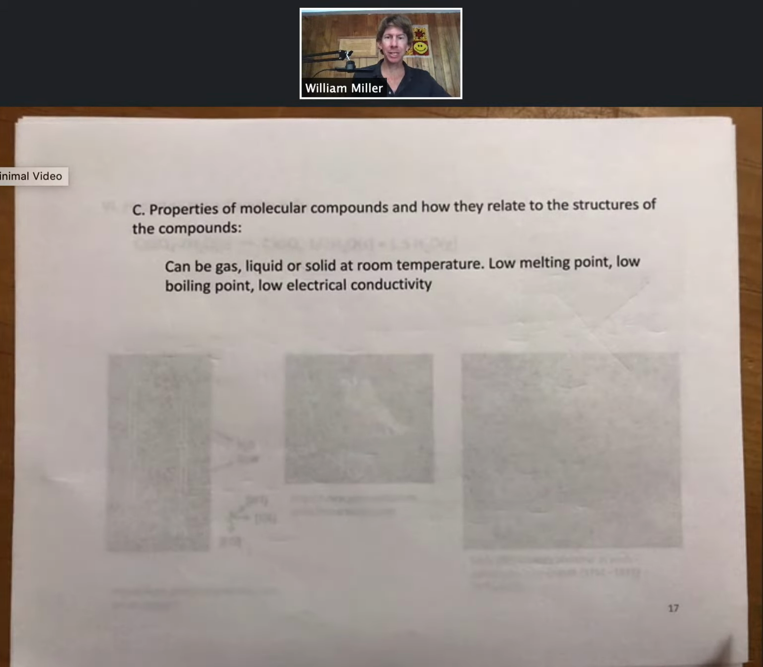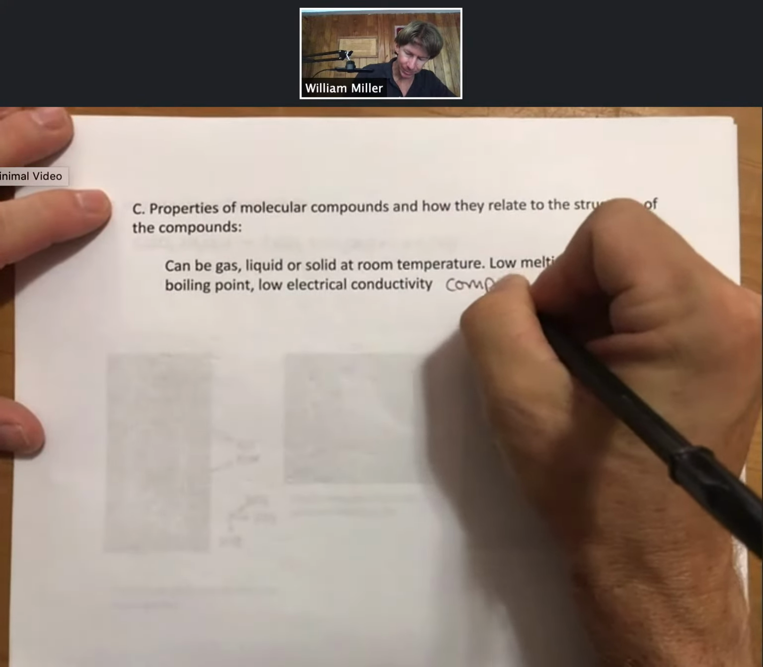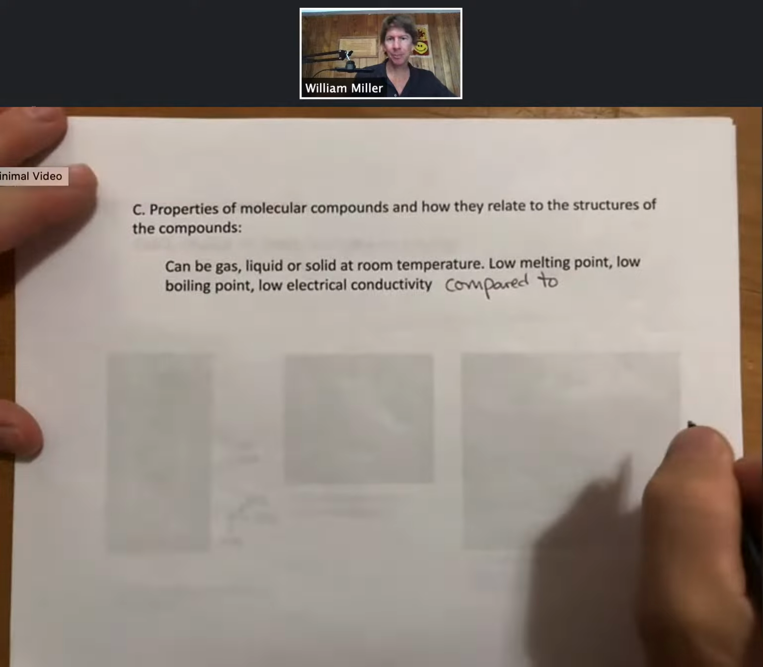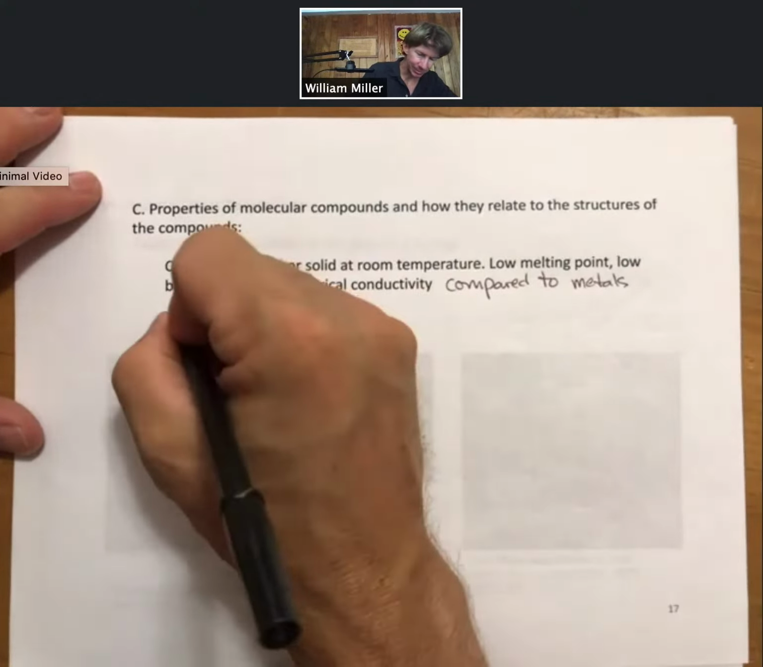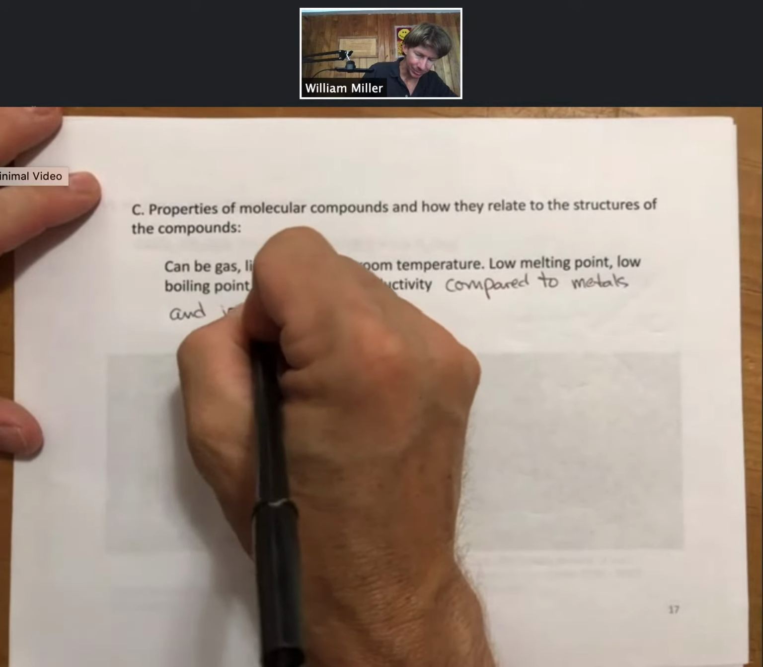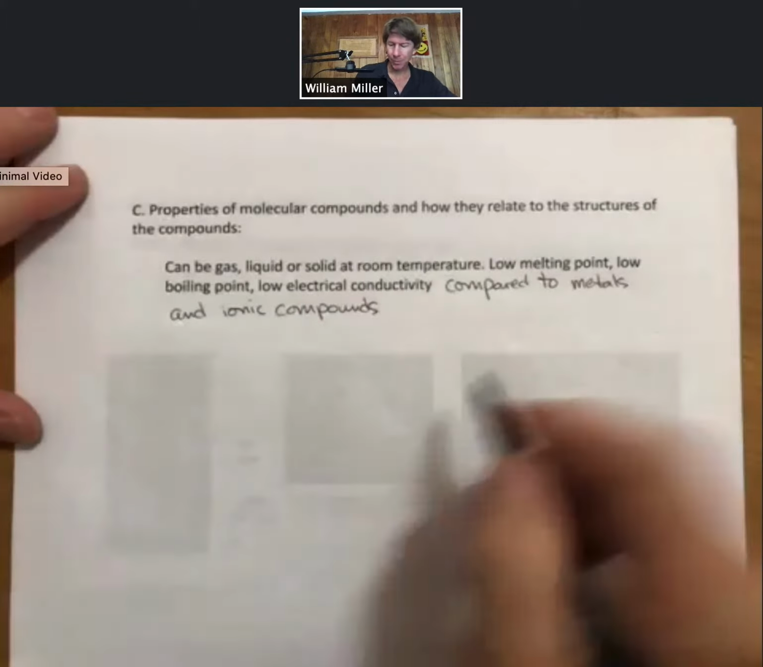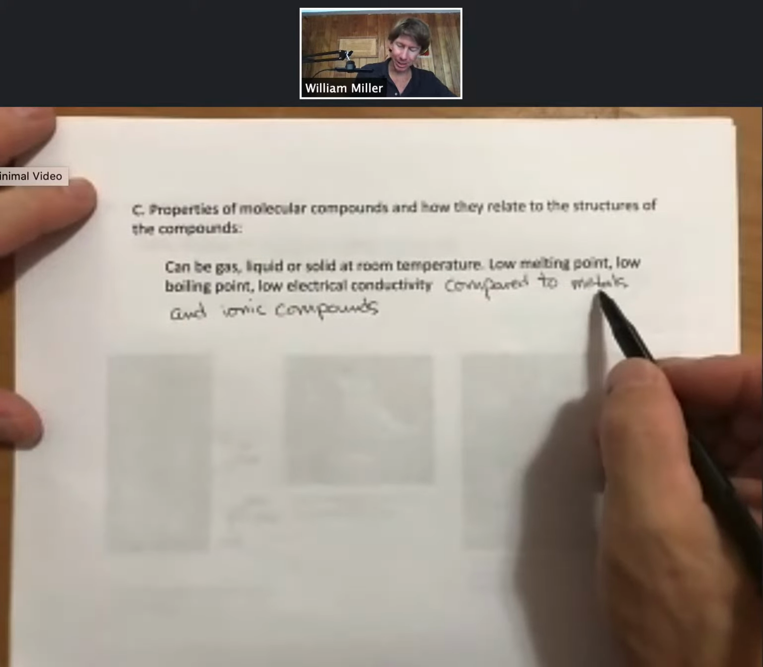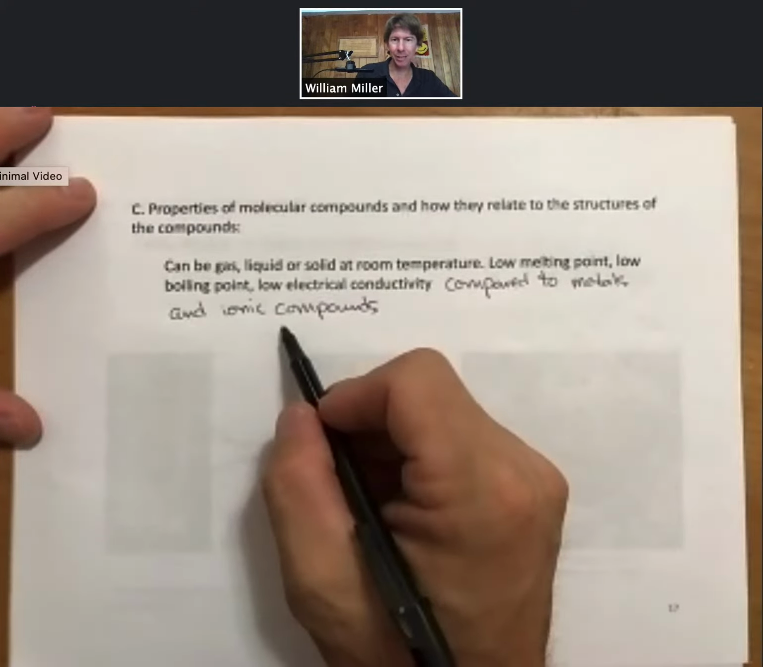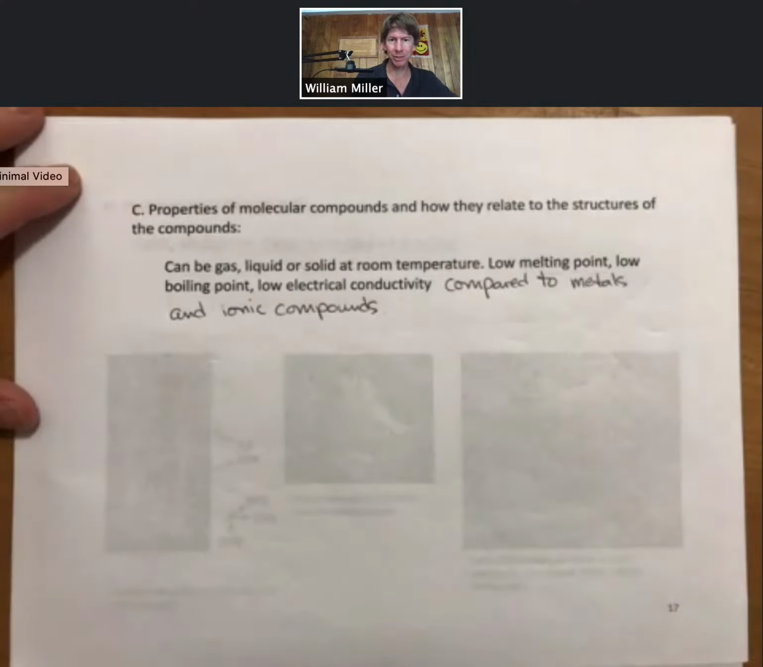And so first thing is compared to what? So compared to metals and ionic compounds. So in metals, there are metal atoms that are the main interacting feature, and ionic compounds have ions. So contrary to that, these have molecules as their main particles, let's say.